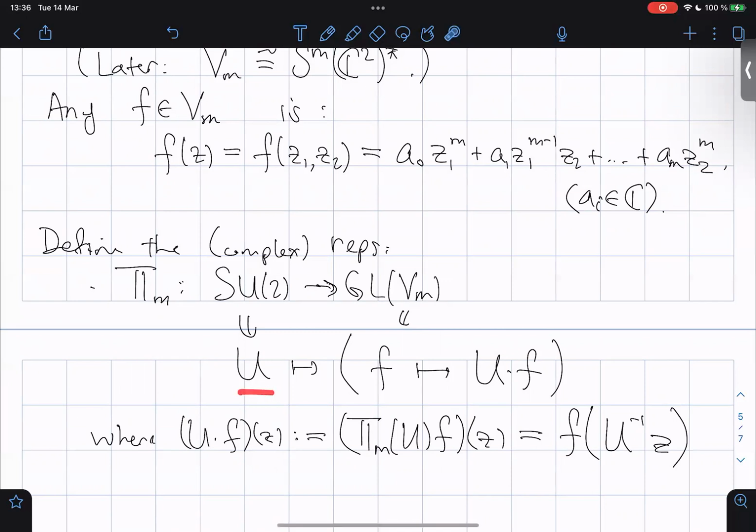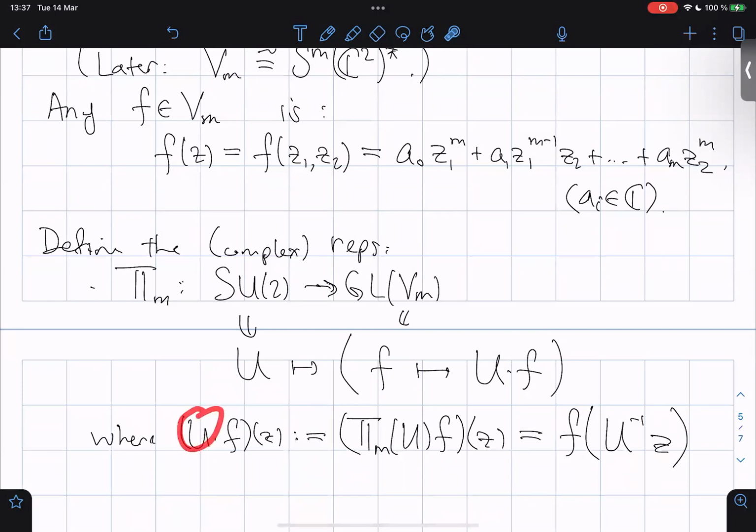Well, U is a unitary matrix. It's a 2 by 2 unitary matrix. So I could make sense of what U inverse is. This is a 2 by 2 complex matrix, and I let it act on something in C2. So this is something in C2. Then I feed it into the F that I'm doing. Is this definition reasonable? Any questions on that?